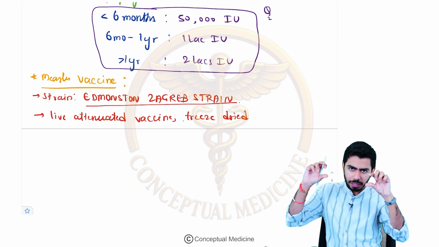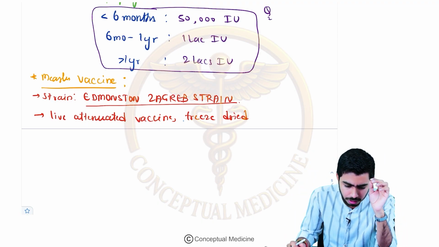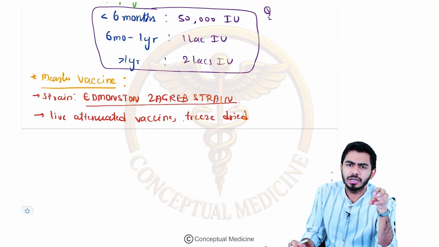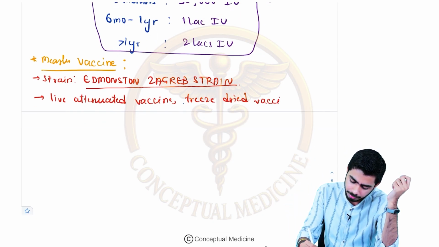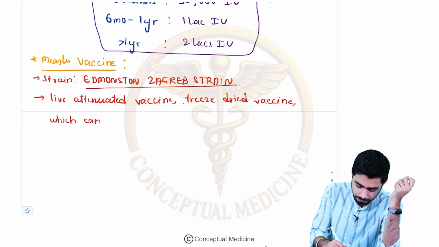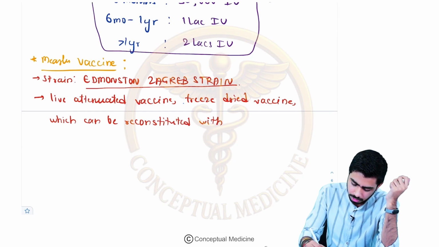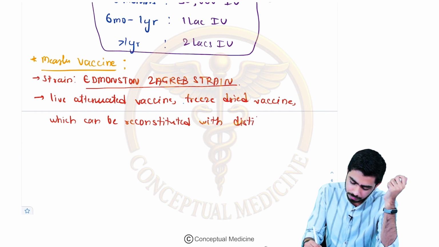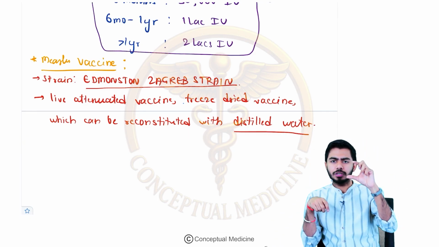So you will be having some kind of solution with it, and you will be mixing with this particular solution, right? And usually that solution is distilled water. So a freeze dried vaccine can be reconstituted with distilled water. So what is the reconstituent? Distilled water.